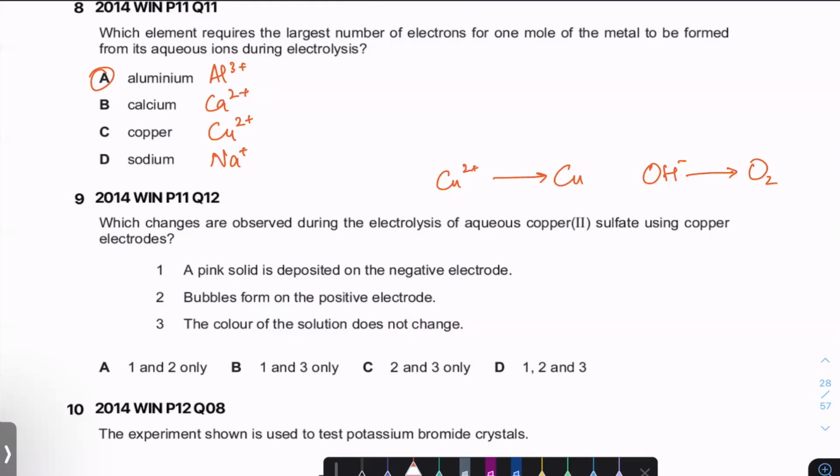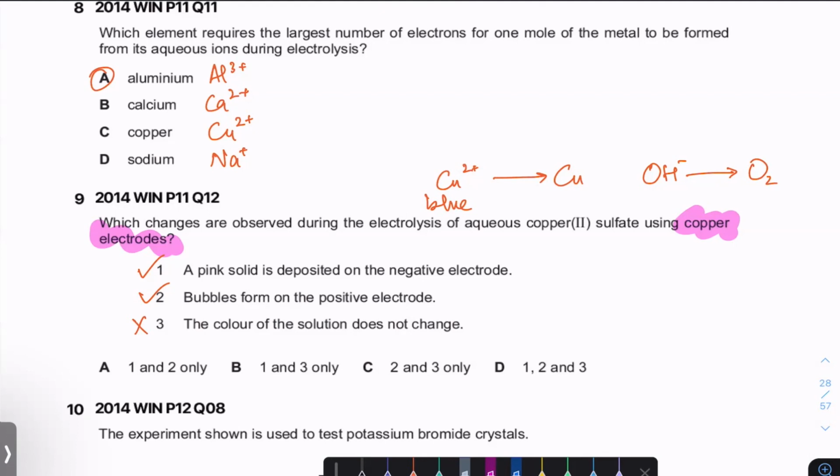Copper pink solid was being made on the cathode, which is negative. So ये statement ठीक है. Bubbles form on the positive electrode. ये बात भी ठीक है क्योंकि ऑक्सीजन आएगी. And color of the solution does not change. ये बात गलत है. Color goes from blue to colorless. ठीक है. But अगर हमारे पास कॉपर इलेक्ट्रोड्स हों तो क्या ये बात ठीक है?